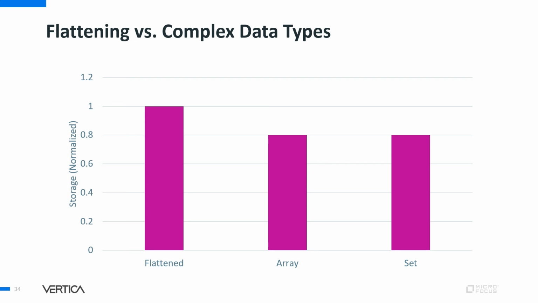We also claimed that complex types would use less space. So, once again, we compared against the flat traditional schema. The array and set tables both use just 80% of the storage space in comparison.